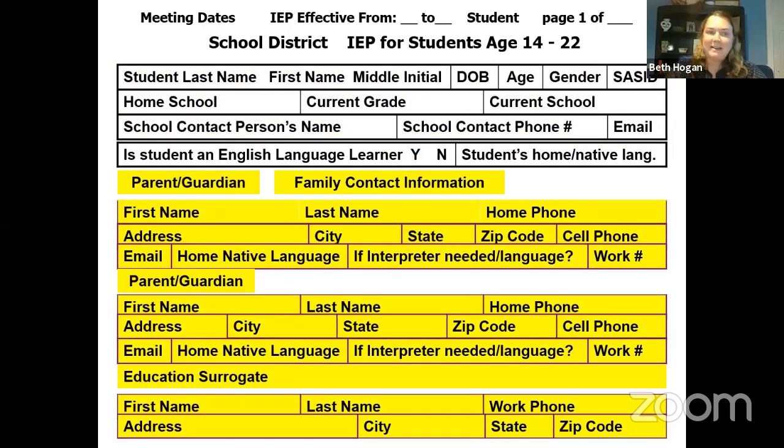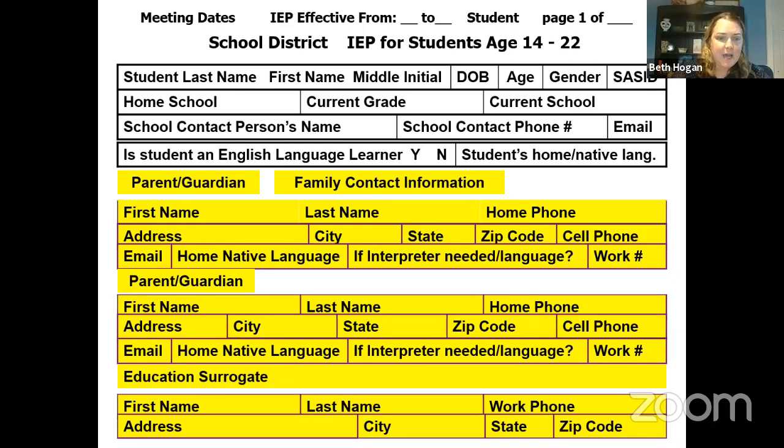So very basic, again, information about parents and guardians. I'm just going to skip right down to home native language. What language does that parent speak at home, and is an interpreter needed? Parents have a right to an interpreter to be at meetings to assist them in that process, and the district is required to provide that for the families.